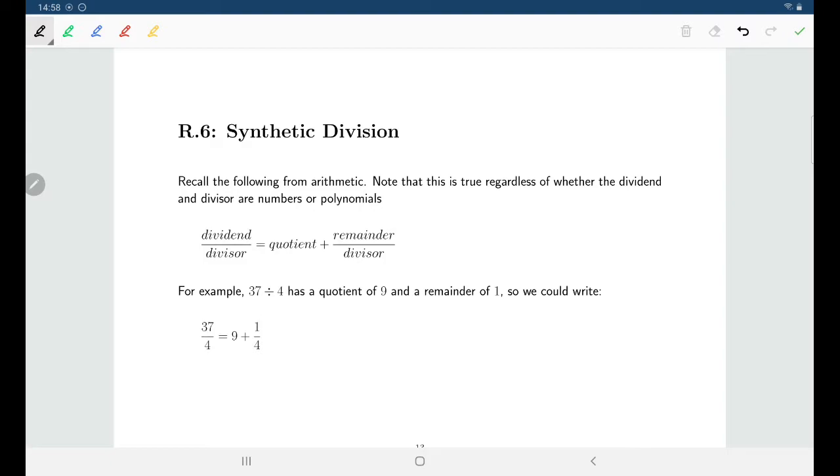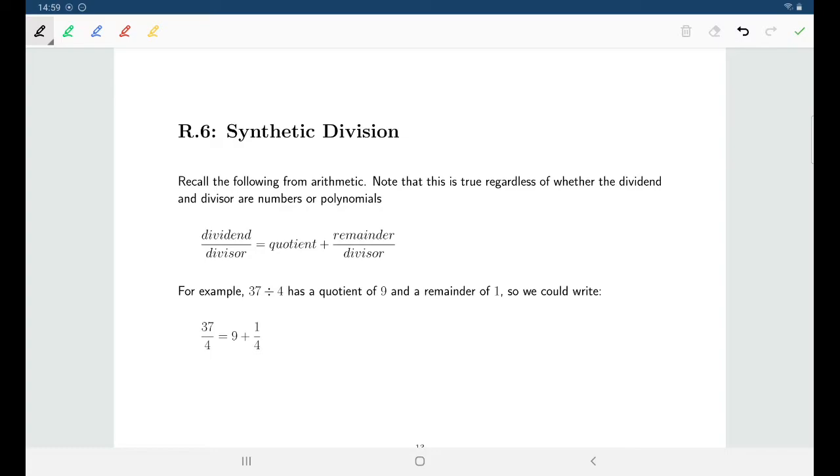Now, if you have a remainder, then it turns out that this fraction of the dividend divided by the divisor can be written as your quotient plus your remainder over whatever you were dividing by. This is something that you might not necessarily remember in words, but you should remember it from back in elementary school, going back and forth between a mixed number and an improper fraction.